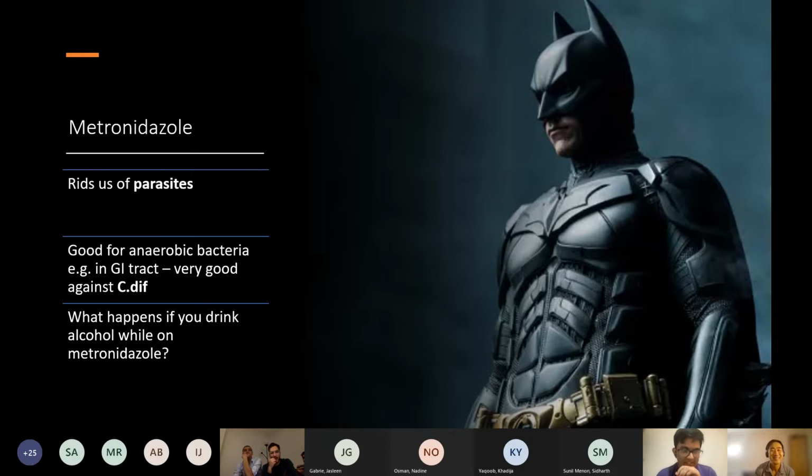So metronidazole, again, is quite good against parasites. It's a bit like the tetracyclines, and it's very good for anaerobic cover, very good against C. diff if it works, first line. The important thing is, does anyone know what happens if you drink alcohol while you're on metronidazole, and why? Yeah, it's like the disulfiram reaction, because it basically blocks one of the pathways.